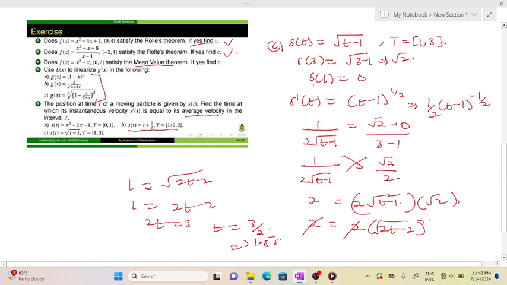So this is the end of our applications of differentiability. So see you in the next section as I take you through the integration.